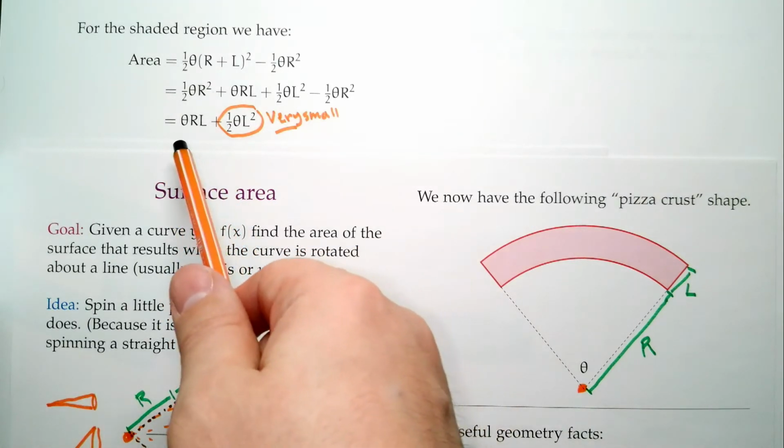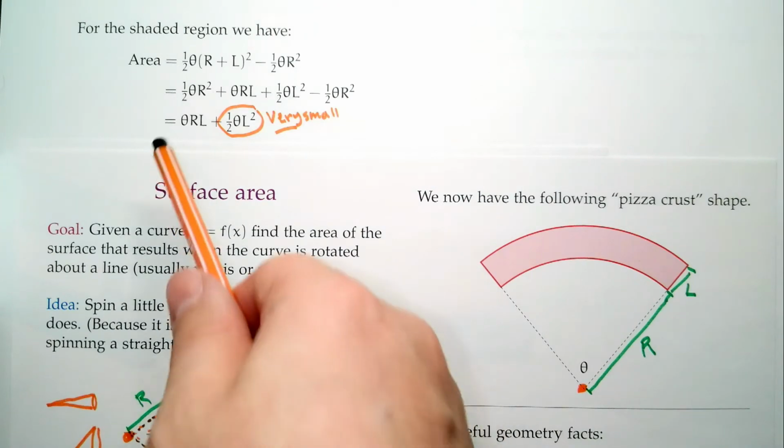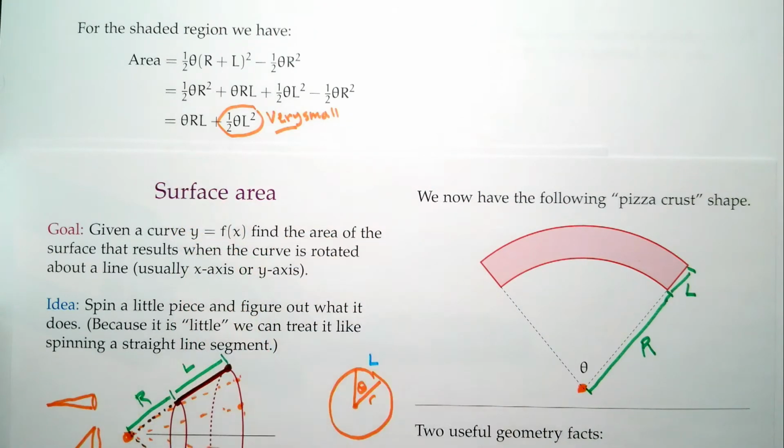Now the thing that I do not like in this equation is the theta and the r. The L I'm okay with. The L, that's the length of a little segment. That's easy to find. But theta and r, that's not so obvious. So we'd like to find a way to get rid of theta and r. So have we seen something that looks like theta r recently?